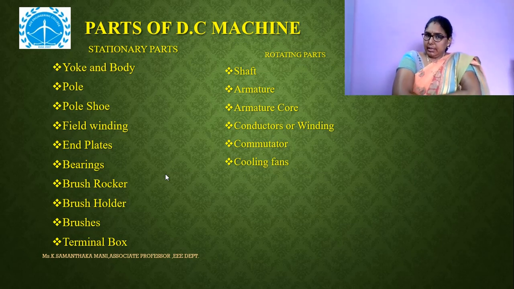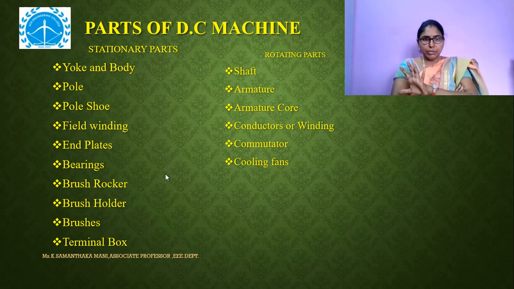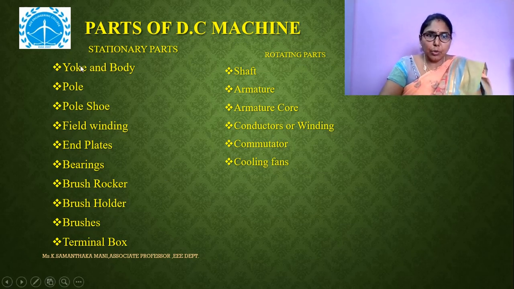The parts of the DC machine are basically classified into 2 categories: one is the stationary part and the other is the rotating part. Under the stationary part, we start with the yoke, which is nothing but the body of the entire DC machine. Poles and pole shoes are there, and the field winding is also a stationary part, and the end plates, bearings, brush rocker, brush holder, brushes, and terminal box. All these come under stationary parts of the DC machine.